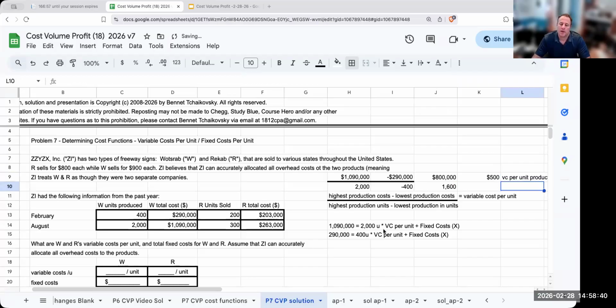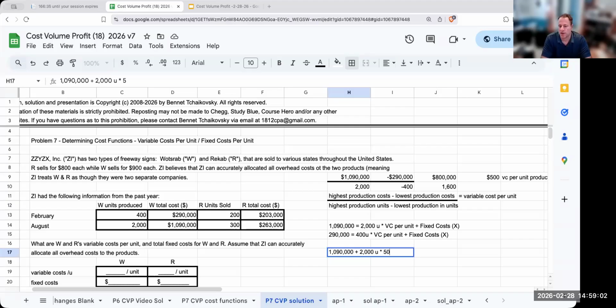Okay, now I need to make sure whenever you do these computations and, when you're doing these kind of questions, make sure it works, like plug it in, right? Make sure it's happening. So here we're going to get 1,090,000 equals 2,000 units times my variable cost per unit, or 500, plus my fixed cost, which we don't know what those are yet, but we'll know it pretty soon.